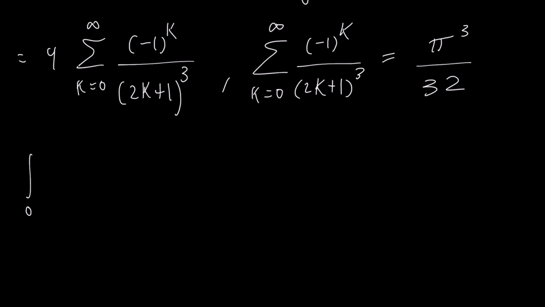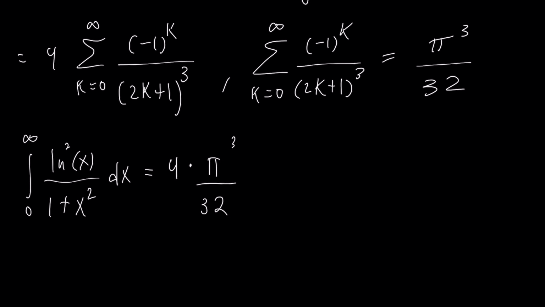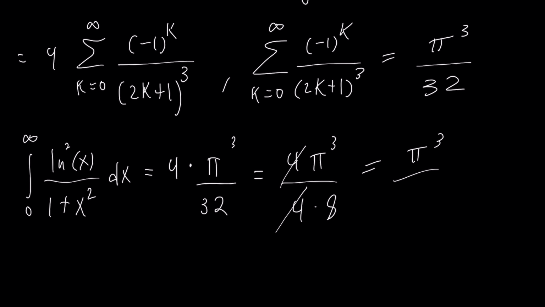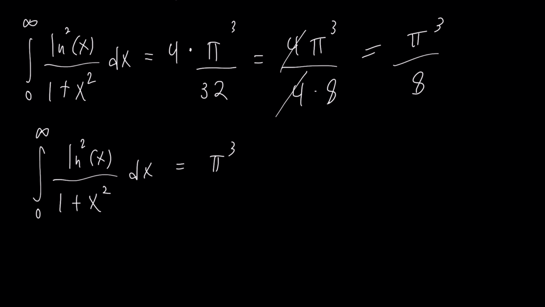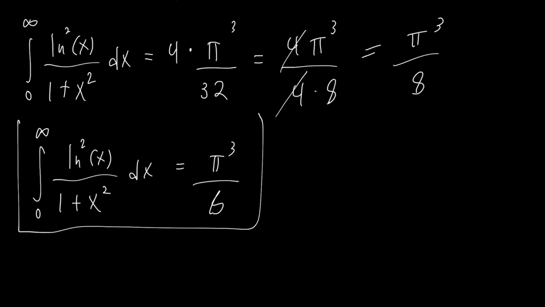So you have that the integral from 0 to infinity of the squared logarithm divided by 1 plus x squared dx is 4 times pi cubed divided by 32. And we know 32 is 4 times 8. So we have 4 times pi cubed divided by 4 times 8. And the 4 is divided to 1, so we have pi cubed over 8. So in the end, we have that our integral from 0 to infinity of the squared logarithm divided by 1 plus x squared dx just evaluates to pi cubed over 8. And this is the final result.